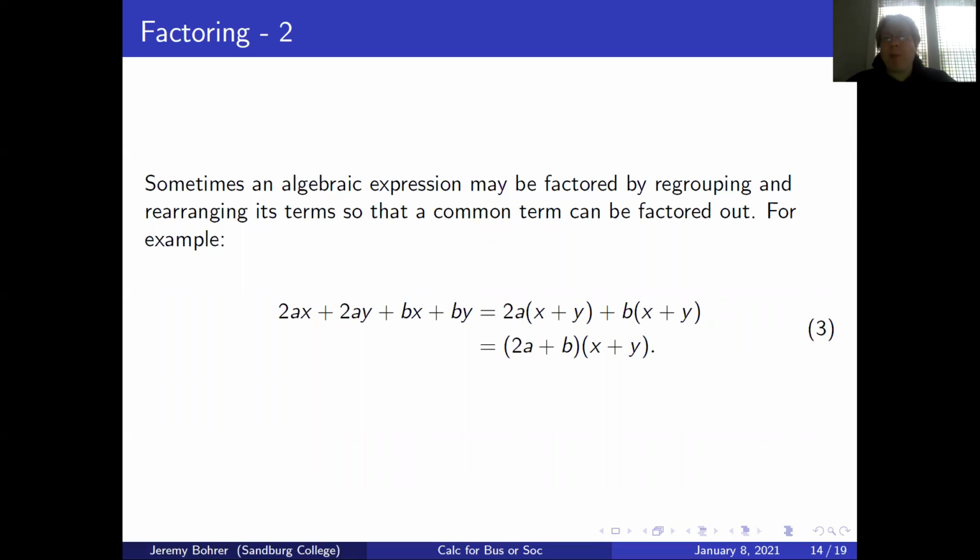Sometimes an algebraic expression may be factored by regrouping and rearranging its terms so that a common term can be factored out. For example, 2ax plus 2ay plus bx plus by equals 2a times x plus y plus b times x plus y. So that's 2a plus b times x plus y.